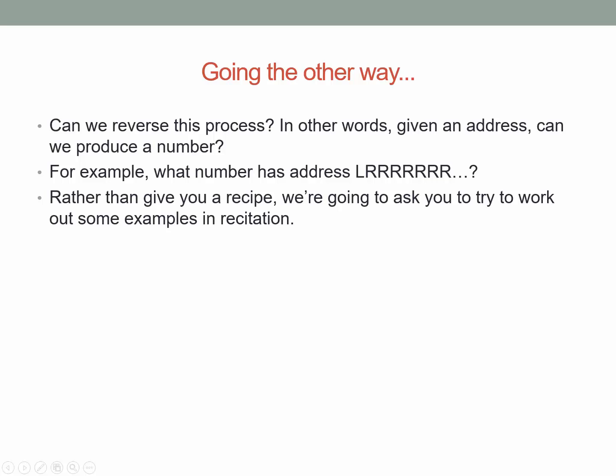But let's just take one particular case where we don't have to think about the elaborate general recipe. Suppose I give you the address L, R, R, R, R, etc. That is to say, a single L and then R's forever. Now, what number is that?